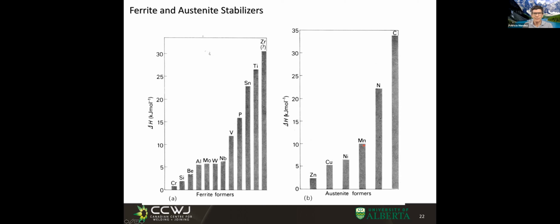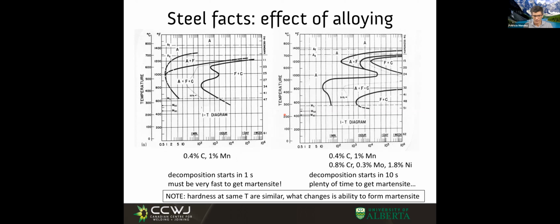Other stabilizing elements for the austenite, we have manganese, nickel. Nickel is another FCC element. You could say that nickel is pure austenite, right? Copper and nickel are more or less the same thing, right? They are fully miscible. Zinc also stabilizes austenite. And what stabilizes ferrite, which is the opposite result? Oops.